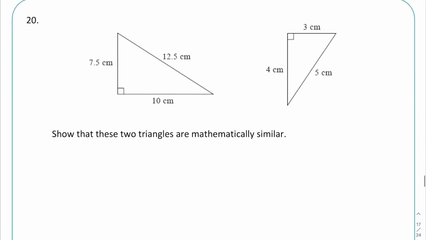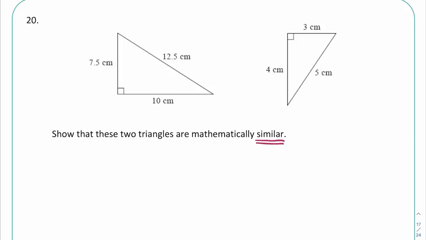On to our next question. Show that these two triangles are mathematically similar. Now, when shapes are mathematically similar, it means that they share a scale factor. So they are the same shape, but one is bigger or smaller than the other. But that means that all sides must follow that same scale factor.